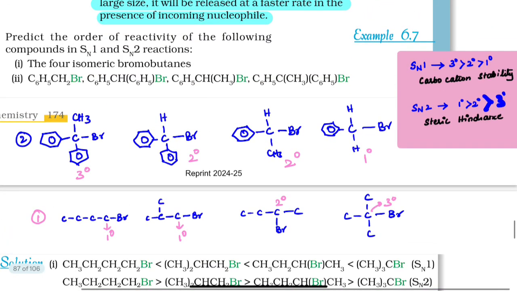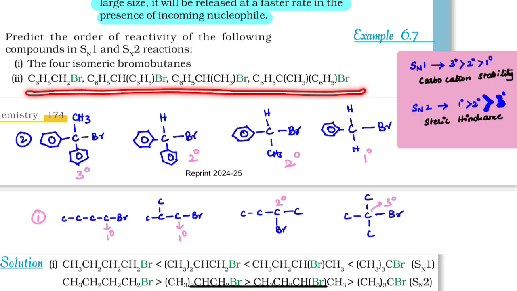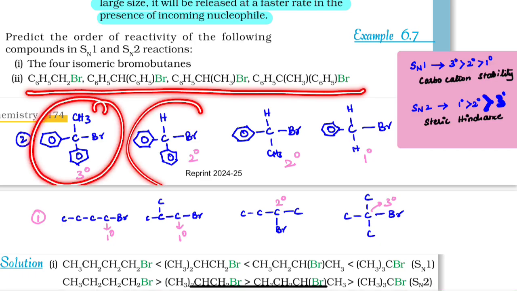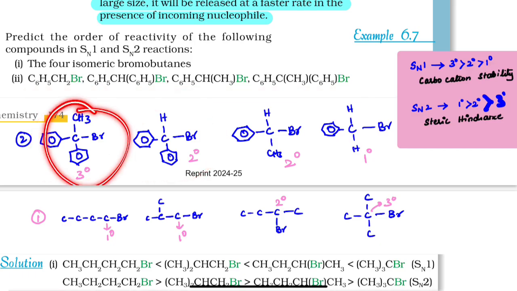And then the second reaction. So this is the second reaction they have given. See, I have written the structures for that. So first we will check for SN1. For SN1 what we have to check? Stability of carbocation. So this carbon is primary, this carbon is secondary, this carbon is also secondary, and this carbon is tertiary. So tertiary will be more stable for SN1. So this is more stable, first position.